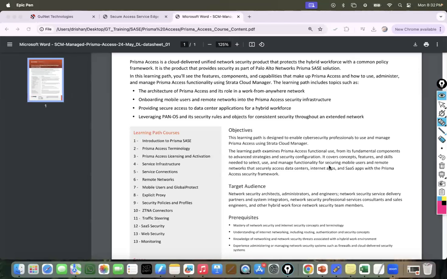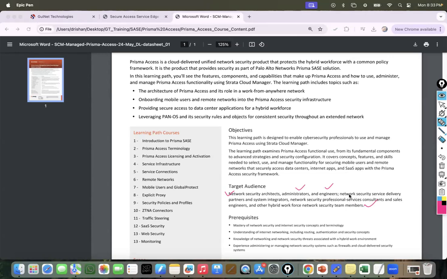It is going to cover the skills you need to select, manage, and configure this entire SASE framework. If you are a network security architect, network administrator, engineer, network security service delivery partner, system integrator, network security professional, sales engineer, hybrid workforce or network security team member, you are the right audience to learn these kinds of things.